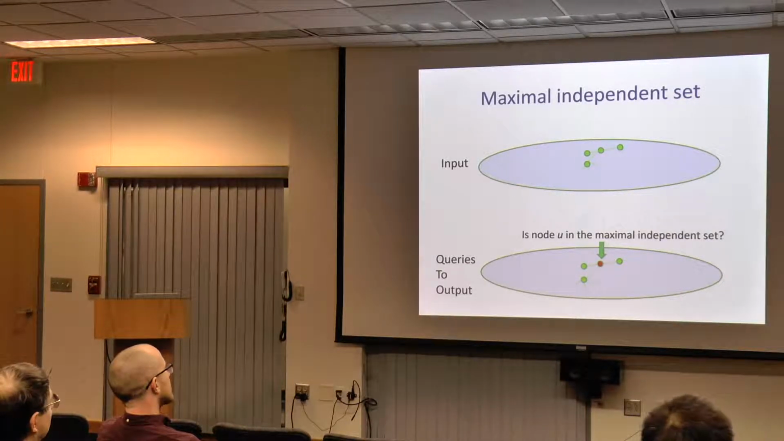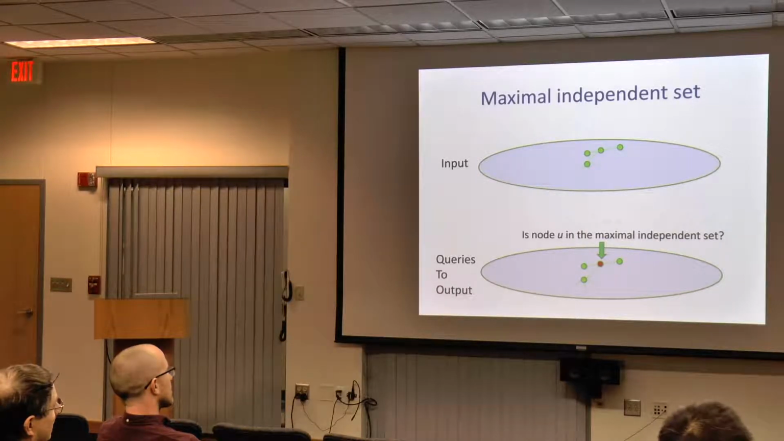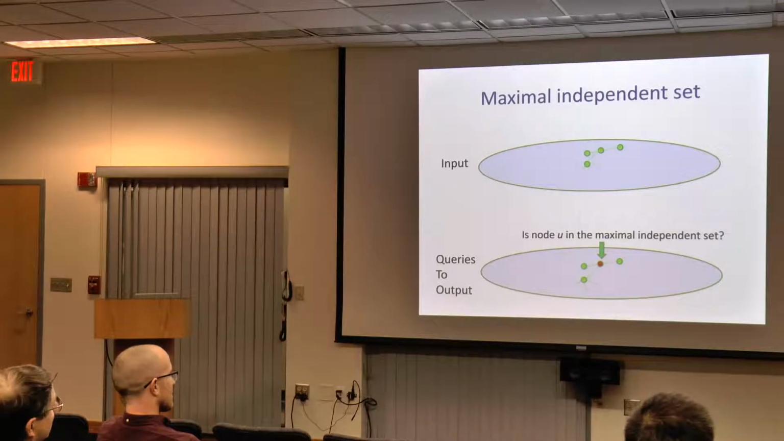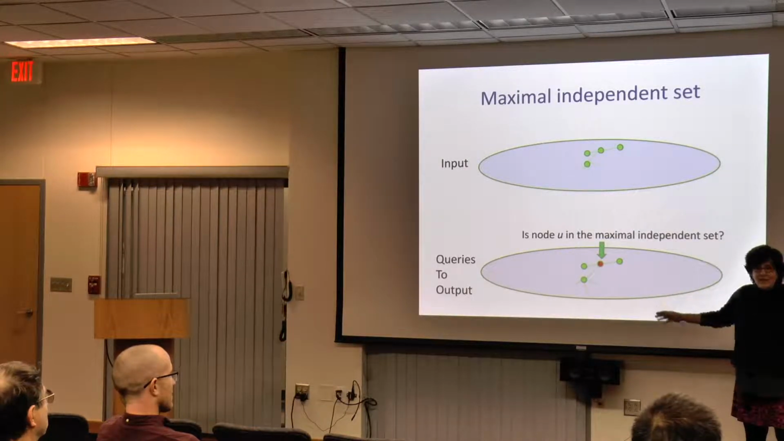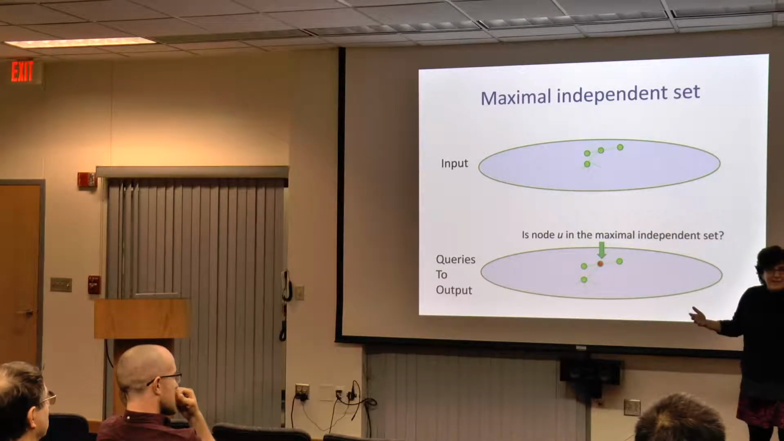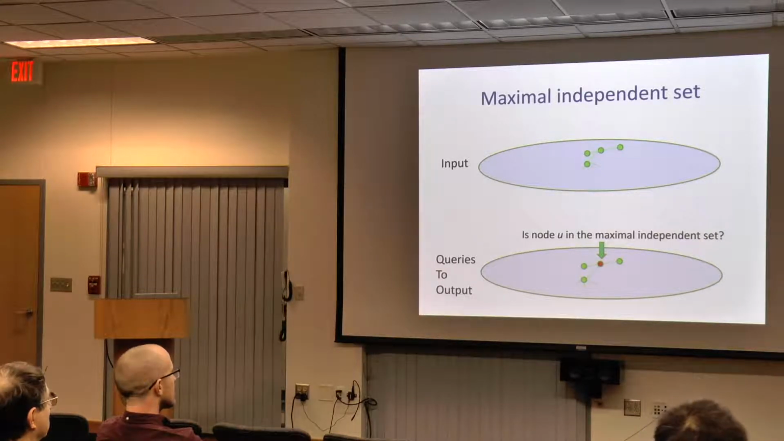Just to be clear what independent set is: it means that I have a set of nodes where no two of which have an edge between them. If I have a maximal independent set, all the other nodes in the graph have an edge to somebody in my maximal independent set, so I can't add them in. Great. Thank you for saying that.